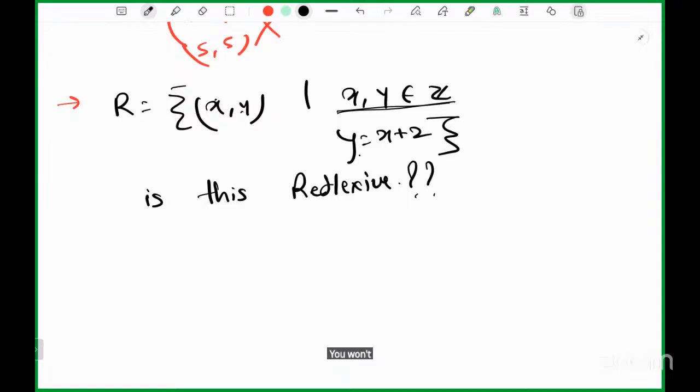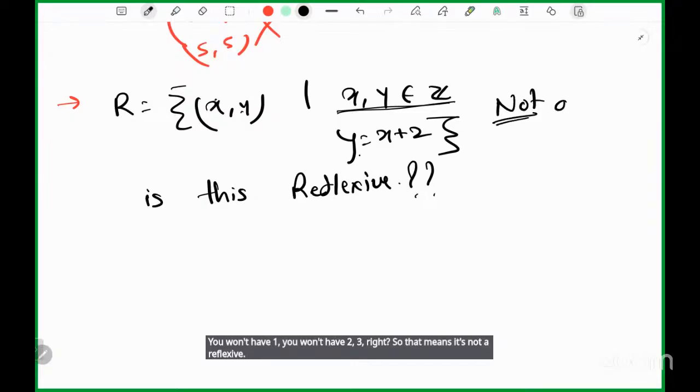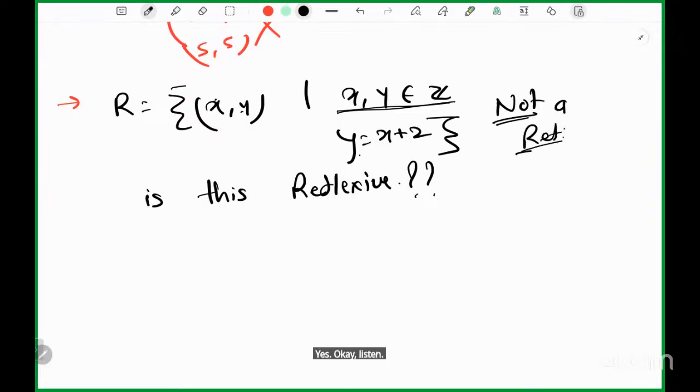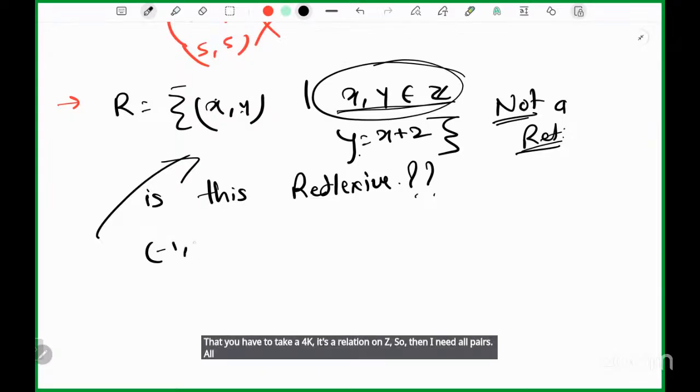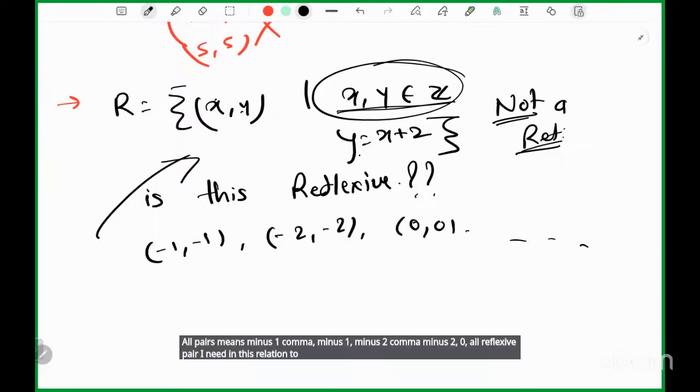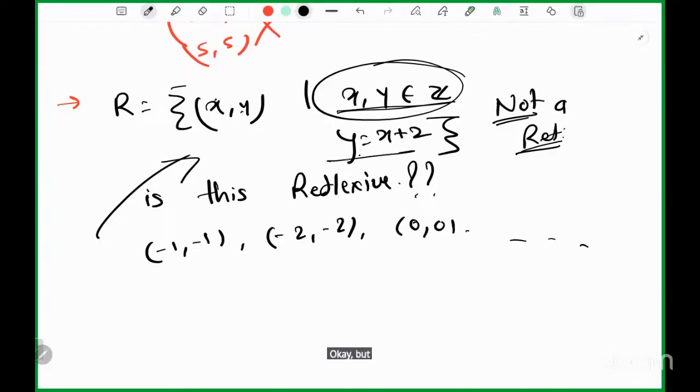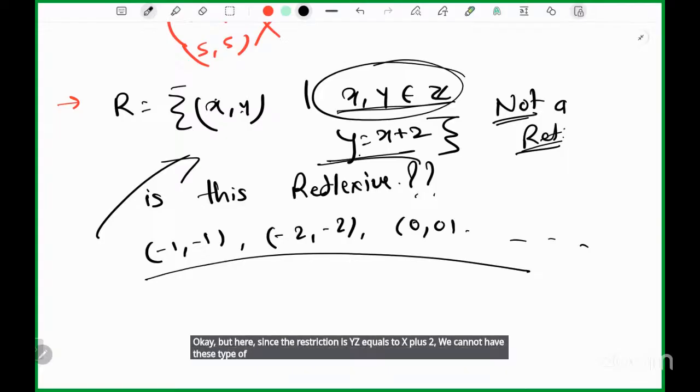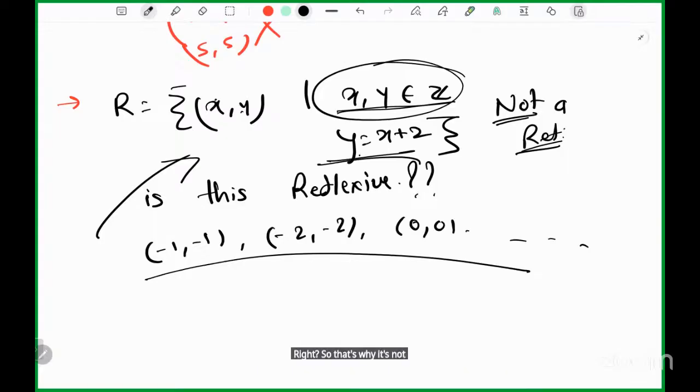So ultimately you won't have any reflexive pair here. You won't have (1, 1), you won't have (2, 2), (3, 3), right? So that means it's not reflexive. Okay, so that's how you have to check for reflexivity. It's a relation on Z, so I need all pairs: (-1, -1), (-2, -2), (0, 0). All reflexive pairs I need in this relation to say it's a reflexive relation. But here, since the restriction is y equals x plus 2, we cannot have these types of pairs, so that's why it's not a reflexive relation.